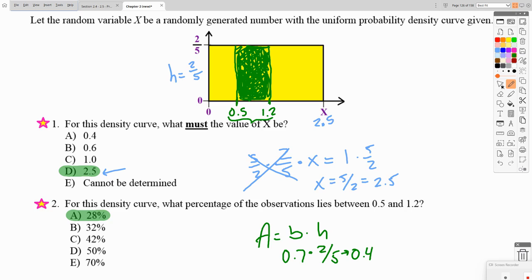So there will be some questions on the Chapter 2 test that focus on uniform distributions. So just remember, the area is 1, and you just get to go back to your easy geometry days of base times height for these types of problems.